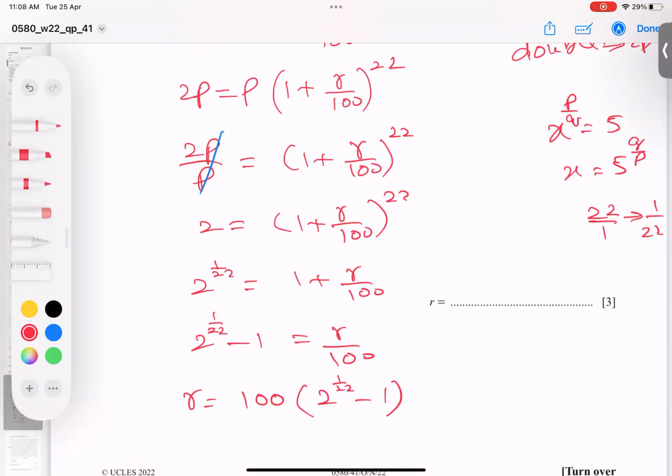And now I'm just typing, and let's see what the answer turns out to be. 2 to the power 1 over 22, minus 1. And the answer is coming. The rate of interest is 2.2008, but it becomes 3.2%.